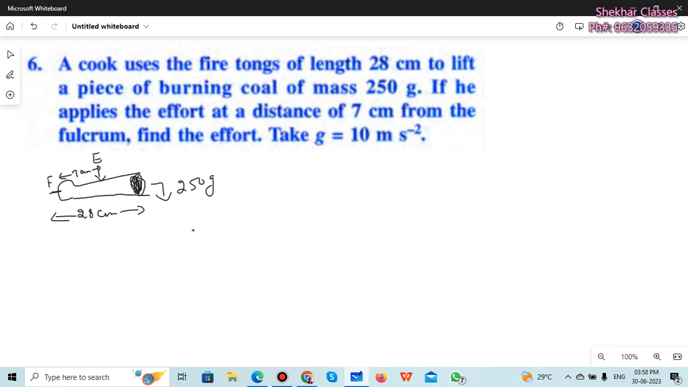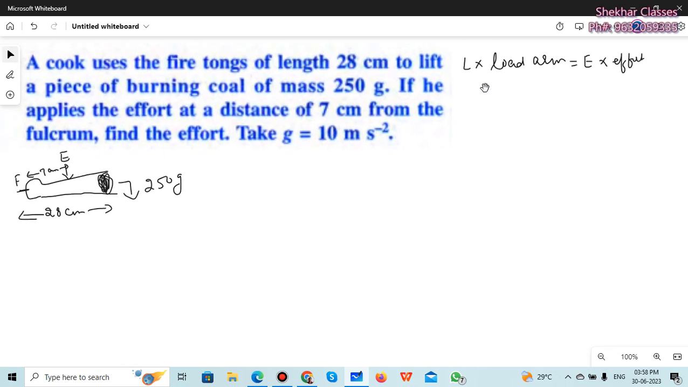So we will use the formula of moment of force. The equilibrium condition for the moment of force is: load into load arm is equal to effort into effort arm. This is the principle of equilibrium.